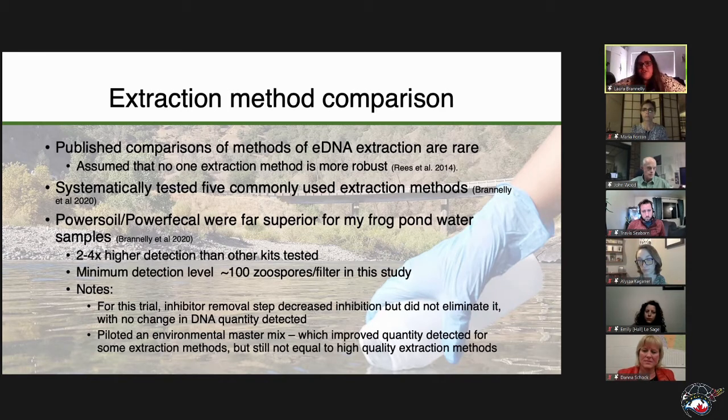It's also important to note that there are different tacks that you can use for qPCR, which can improve the quantity detected from your extraction method. I did test this out as well, and still the PowerSoil, PowerFecal kits were superior in terms of the quantity and the detection that I was able to get.